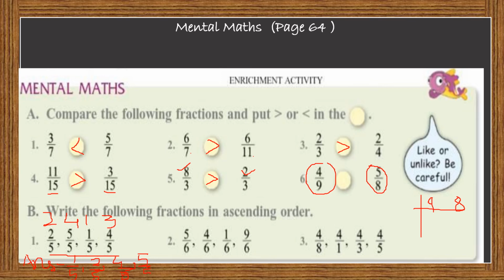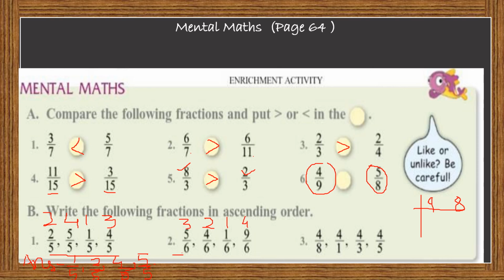Okay. Now let's take the next example. Again here the denominators are the same. So again we have to compare only the numerators. So which will come first? Yes, 1 upon 6. Then 4 upon 6. Then 5 upon 6 and then will come 9 upon 6.